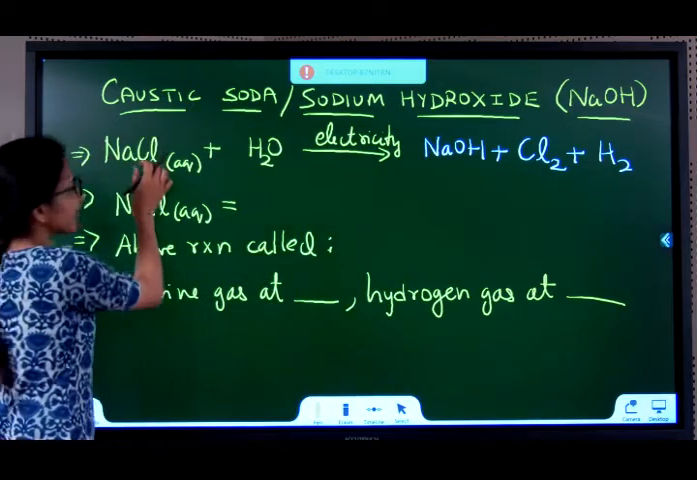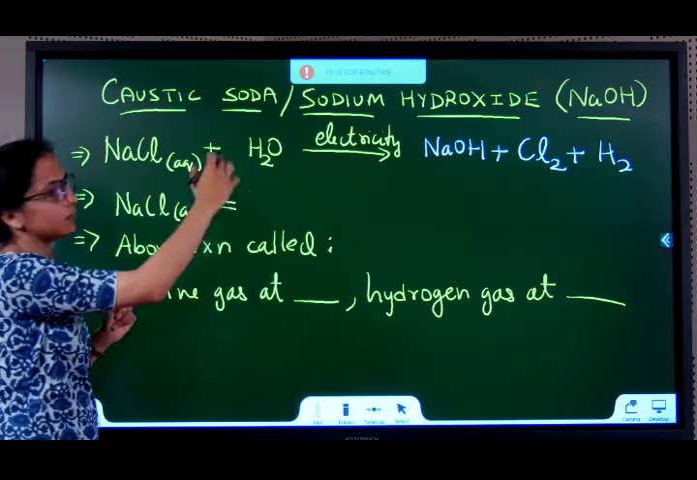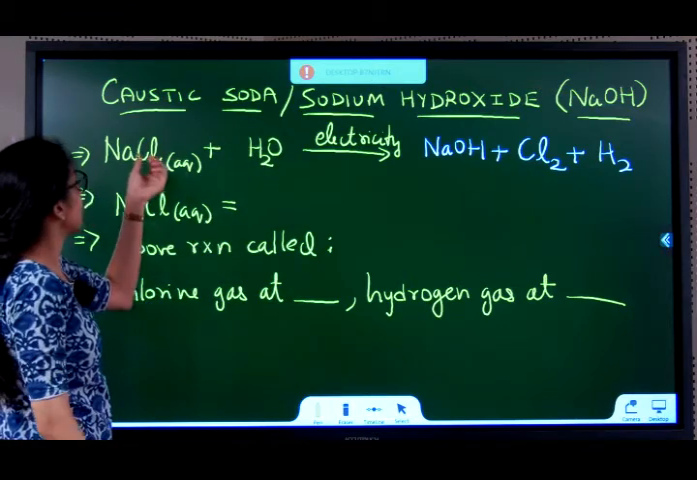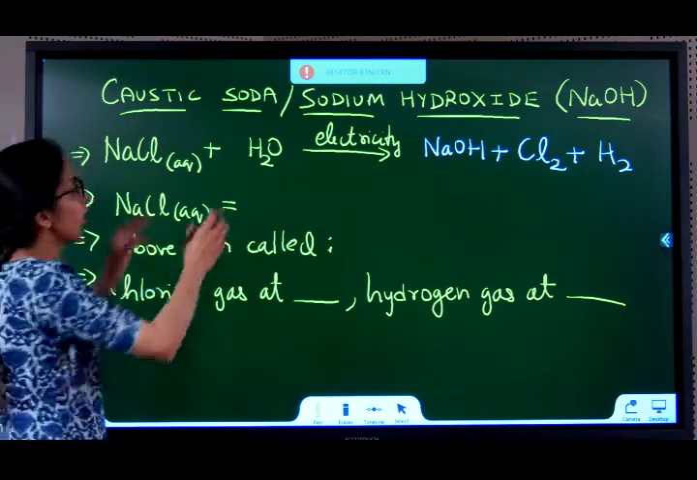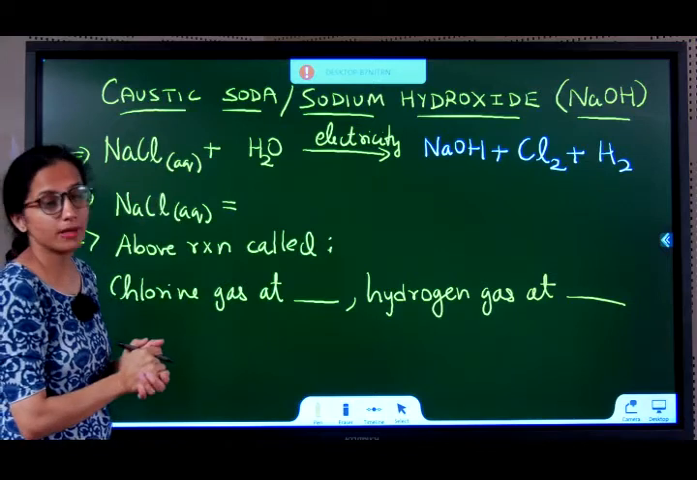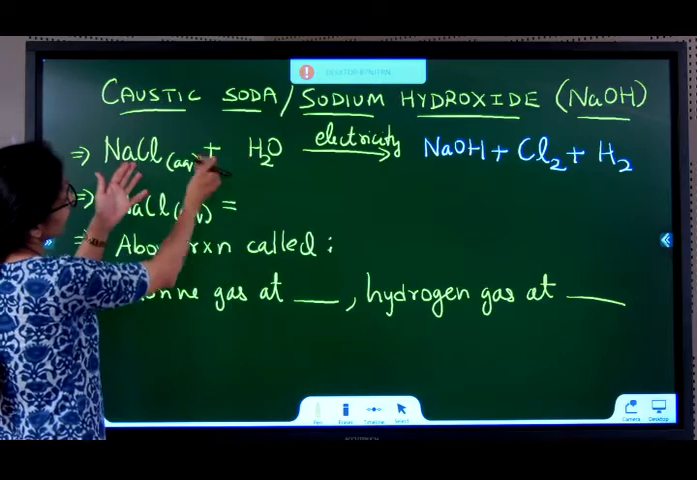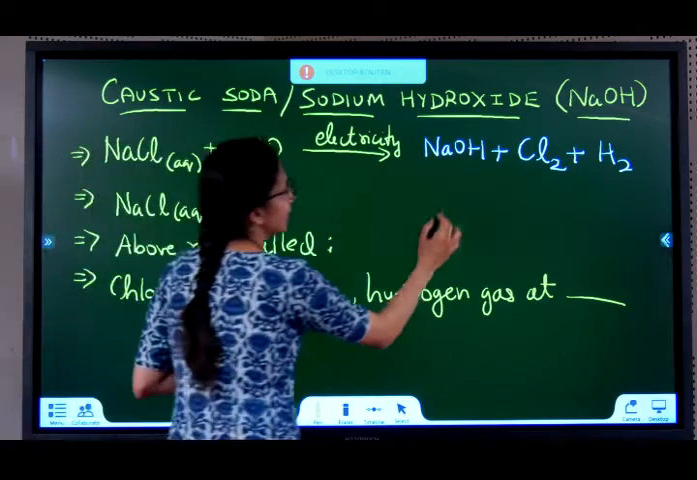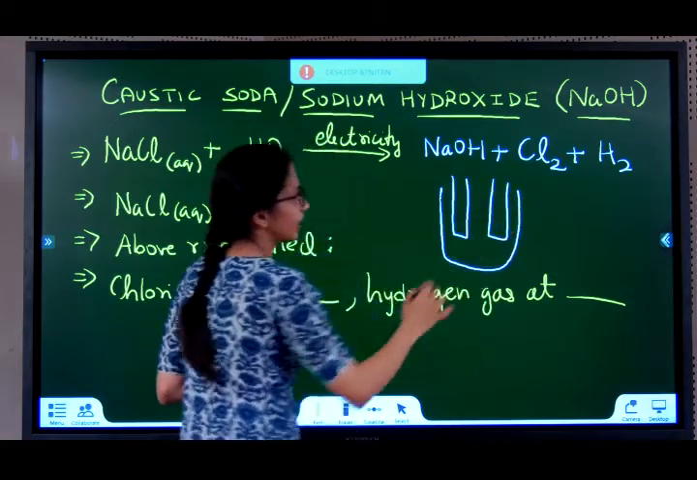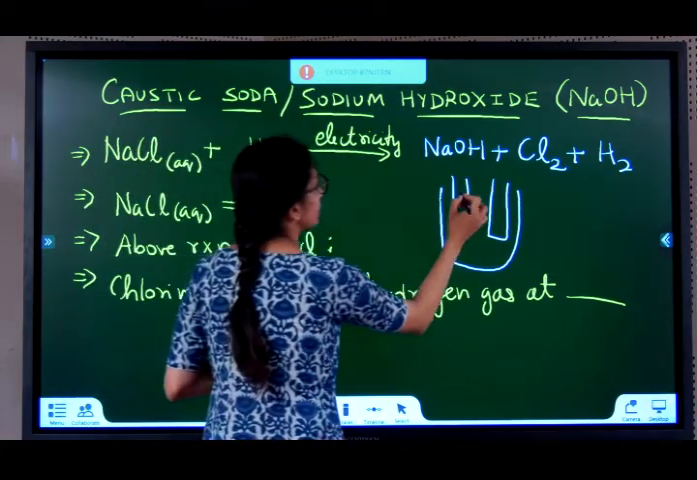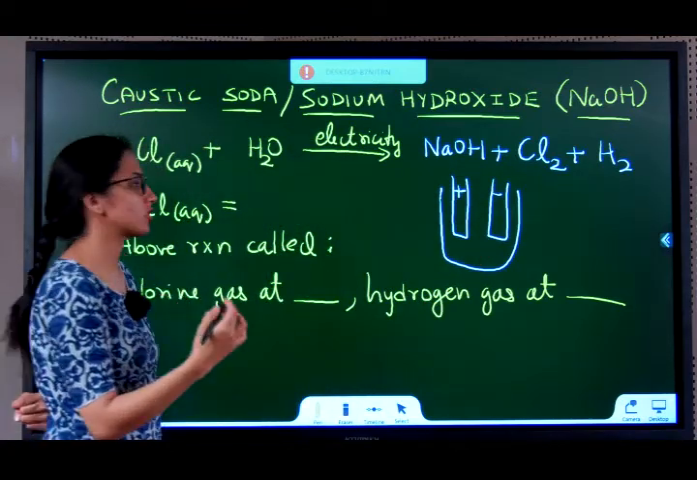So what happens? NaCl will split into Na+ and Cl-, H2O will split into H+ and OH-. The Cl's will combine to give chlorine gas, the H's will combine to give hydrogen gas, OH and Na will combine to give sodium hydroxide. Now what is happening with this H and Cl? See, I have electrodes here. This is positive and negative. I hope you guys remember electrolysis, how we did it in the first chapter.